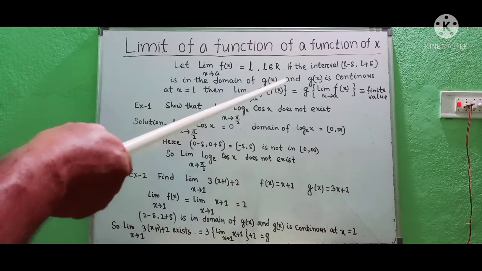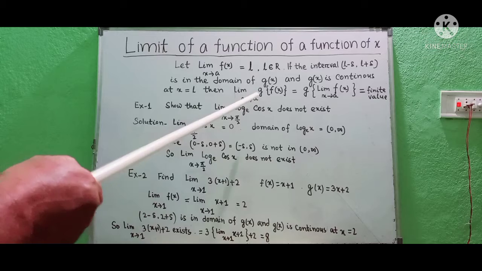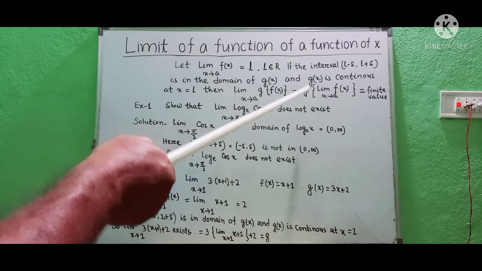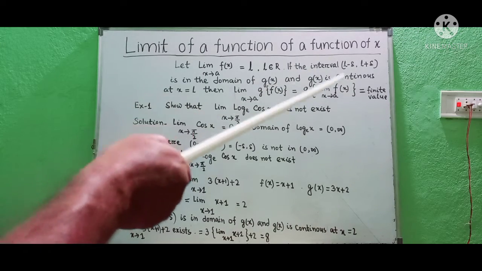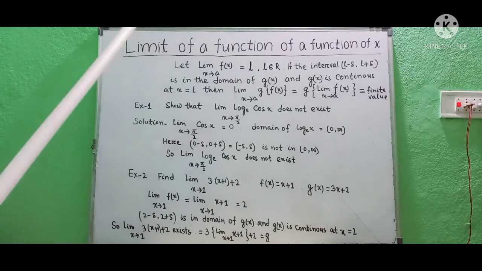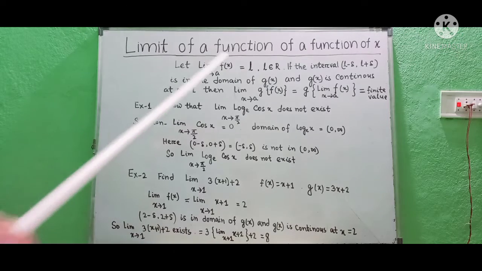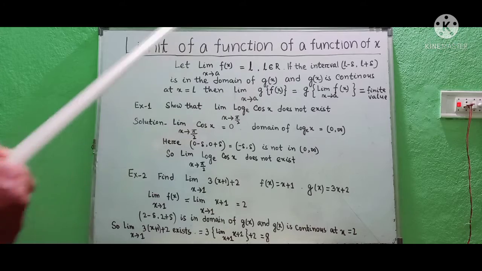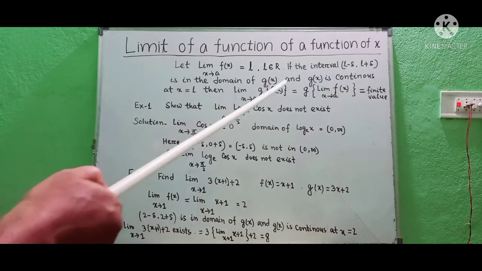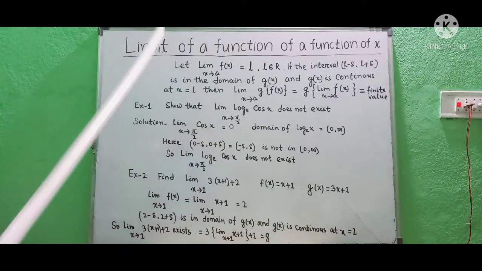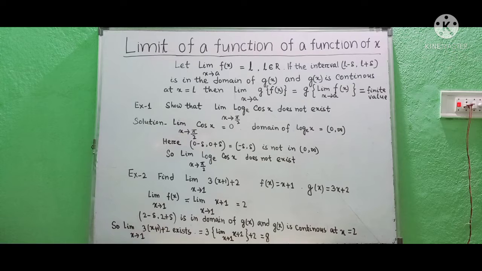You know the limit of g of f of x as x tends to a is not always equal to g of the limit of f of x as x tends to a, right? However, under some conditions, the limit of g of f of x as x tends to a exists, and that is equal to g of the limit of f of x as x tends to a. Okay. Now let us focus on those conditions.